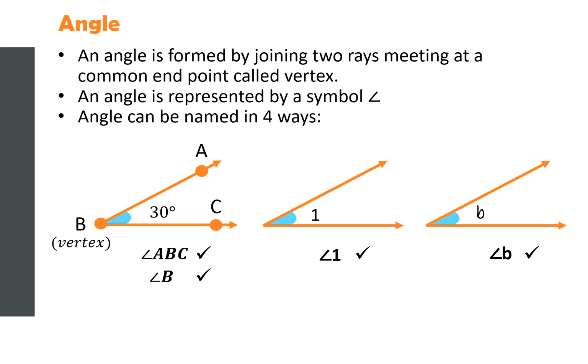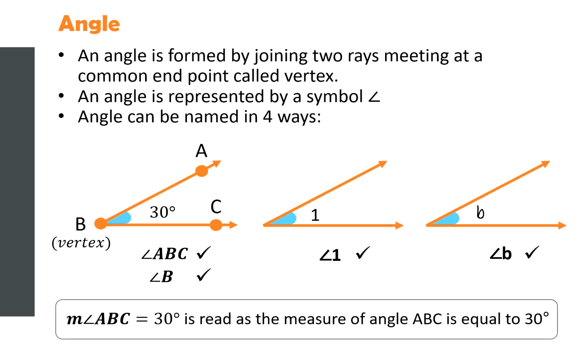Now, ma'am, paano naman i-represent yung measurement ng angle? All you have to do is you have to write yung small letter m sa front ng angle. So, we can read this as the measure of angle ABC is equal to 30 degrees.